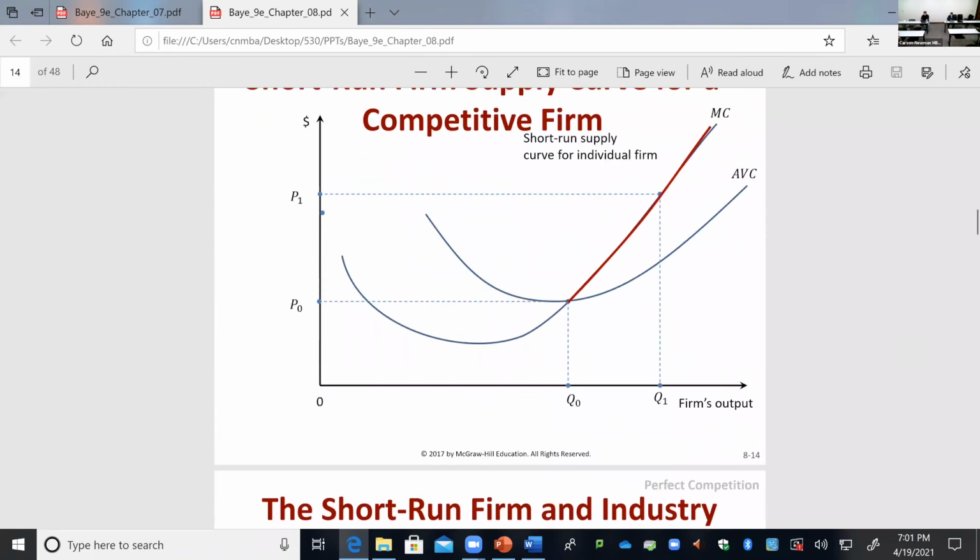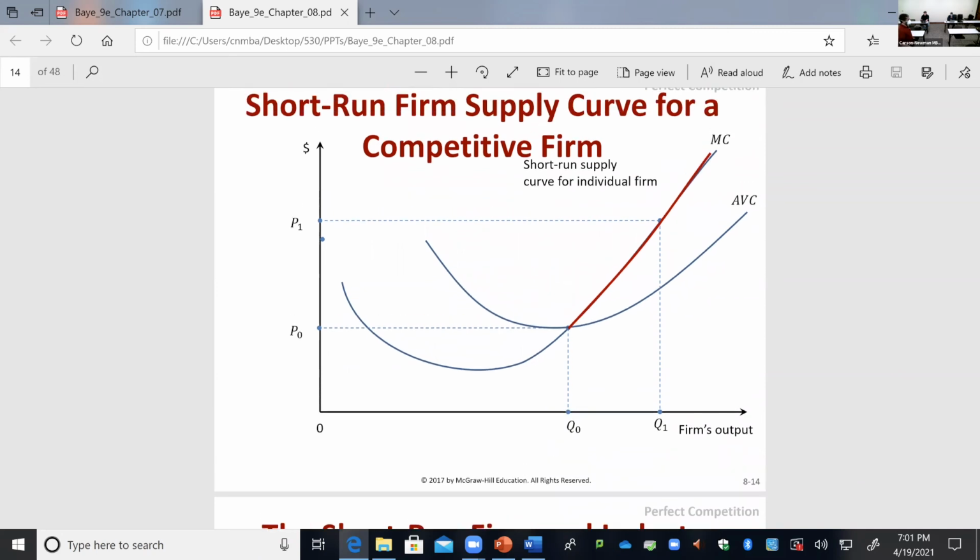So a competitive firm can eat some of its losses in the short run. That's why the short run supply curve for a competitive firm is the section of marginal cost above its average variable cost, because it's partially profitable as long as it can cover its average variable cost.